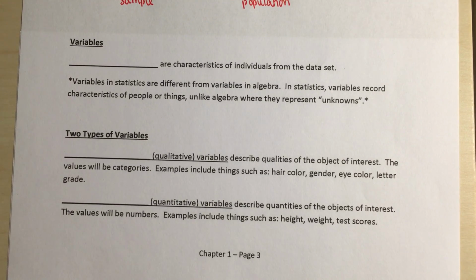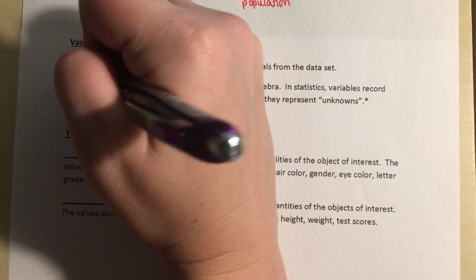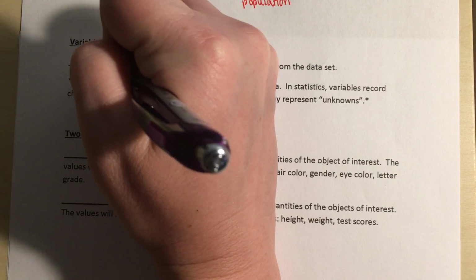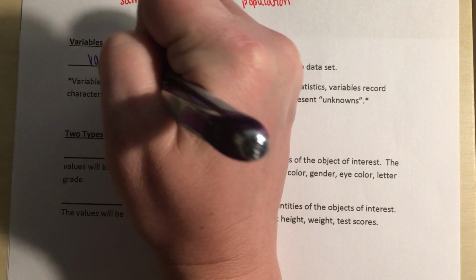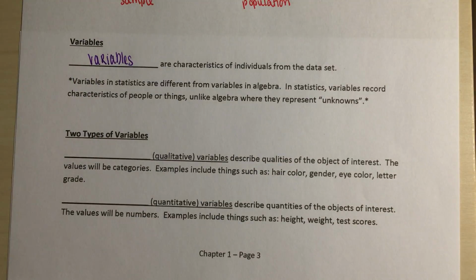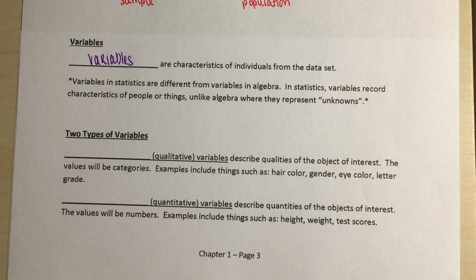We're going to continue our discussion in section 1.2 with some more vocab words. So we just looked at the idea of population and sample. Here we're going to look at variables. Okay, so variables are going to be characteristics of individuals from the data set.